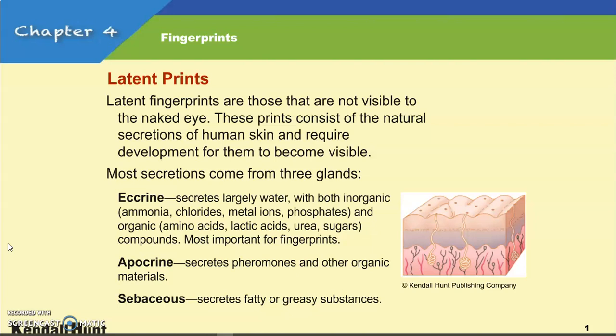Apocrine secretes pheromones and other organic materials, and sebaceous secretes fatty or greasy substances as well. And you can kind of see here these little pores on the skin. These are where a lot of these secretions come from.